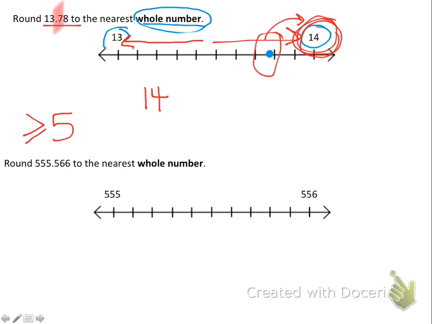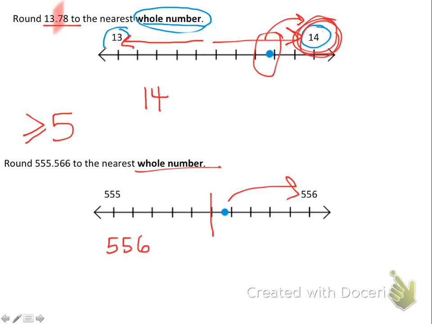Okay, let's look at our next question here. Round 555 and 566 thousandths to the nearest whole number. If I look at my number line, 555 and 566 thousandths would be about right here, so this is 555, 2, 3, 4, 5. Although it's closer, this is the middle, this is 555 and 5/10, but this dot is closer to my 556. So I would round this to be 556.